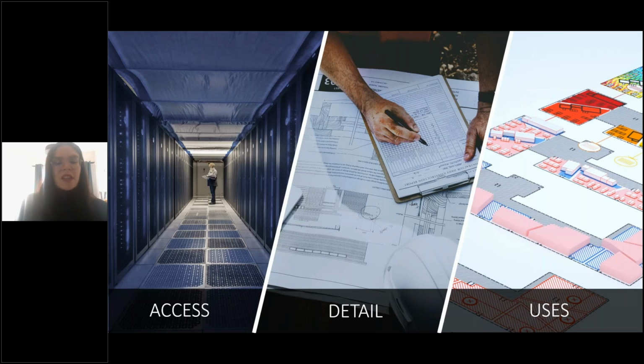To break this down a little bit, I like to put them into three categories. First of all is, how do you access the information? Is it easy to access? Is it in the right format? Then we look at the detail. Does it include the details that we need?